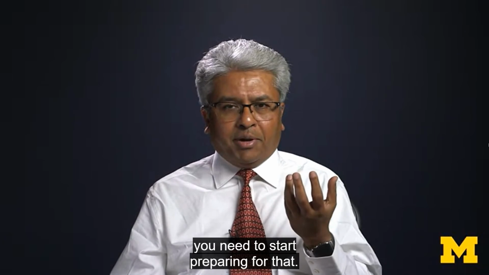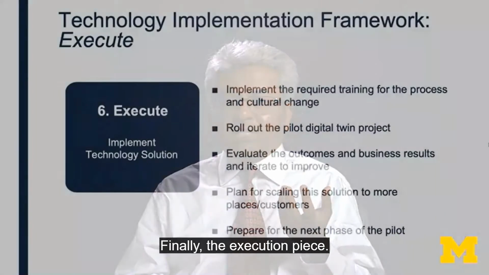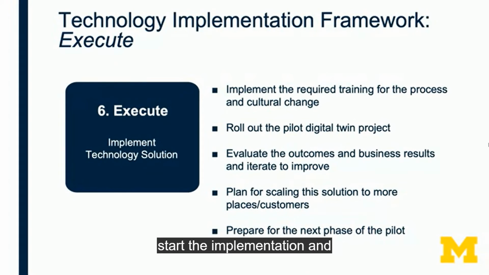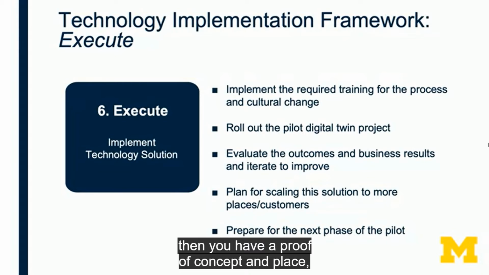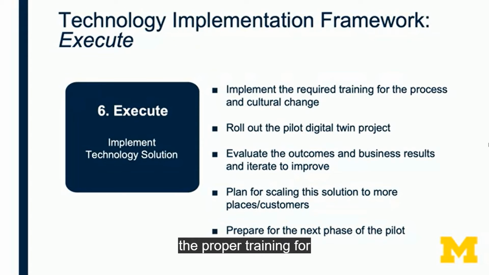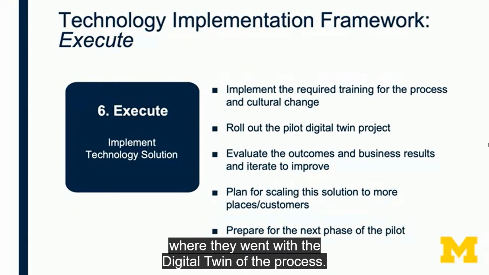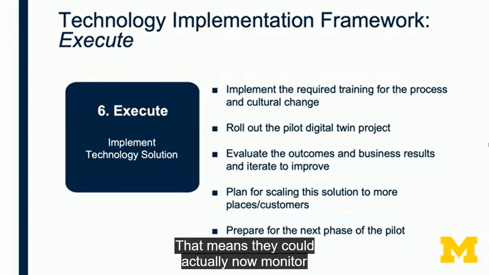Finally, the execution piece. I think the execution piece is where you start the implementation, and then you have a proof of concept in place, and then you're putting it into action. And you need to make sure that you have the proper training for the process, and the cultural change. The cultural change is important because, for example, I'm aware of a large manufacturing organization where they went with a digital twin of the process. That means they could now monitor the process remotely, through the digital twin concept, right?